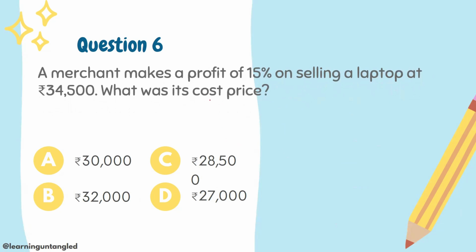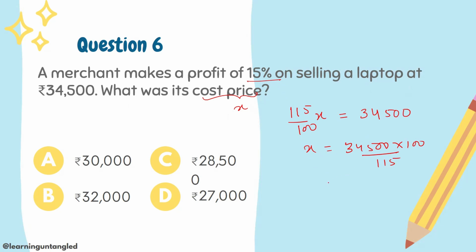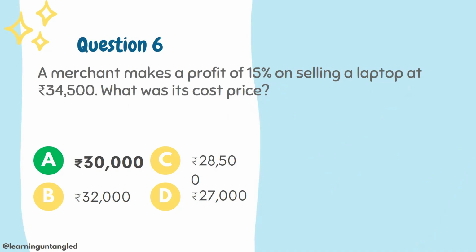Okay, so we don't know the cost price. Let's assume that the cost price is X. And the merchant is selling it at a 15% profit. So that means the merchant is selling it for 115% of the cost price. This selling price is given to me. This is equal to 34,500. So you go ahead, simplify for X, and then you'll get your answer. And the answer is A, 30,000.